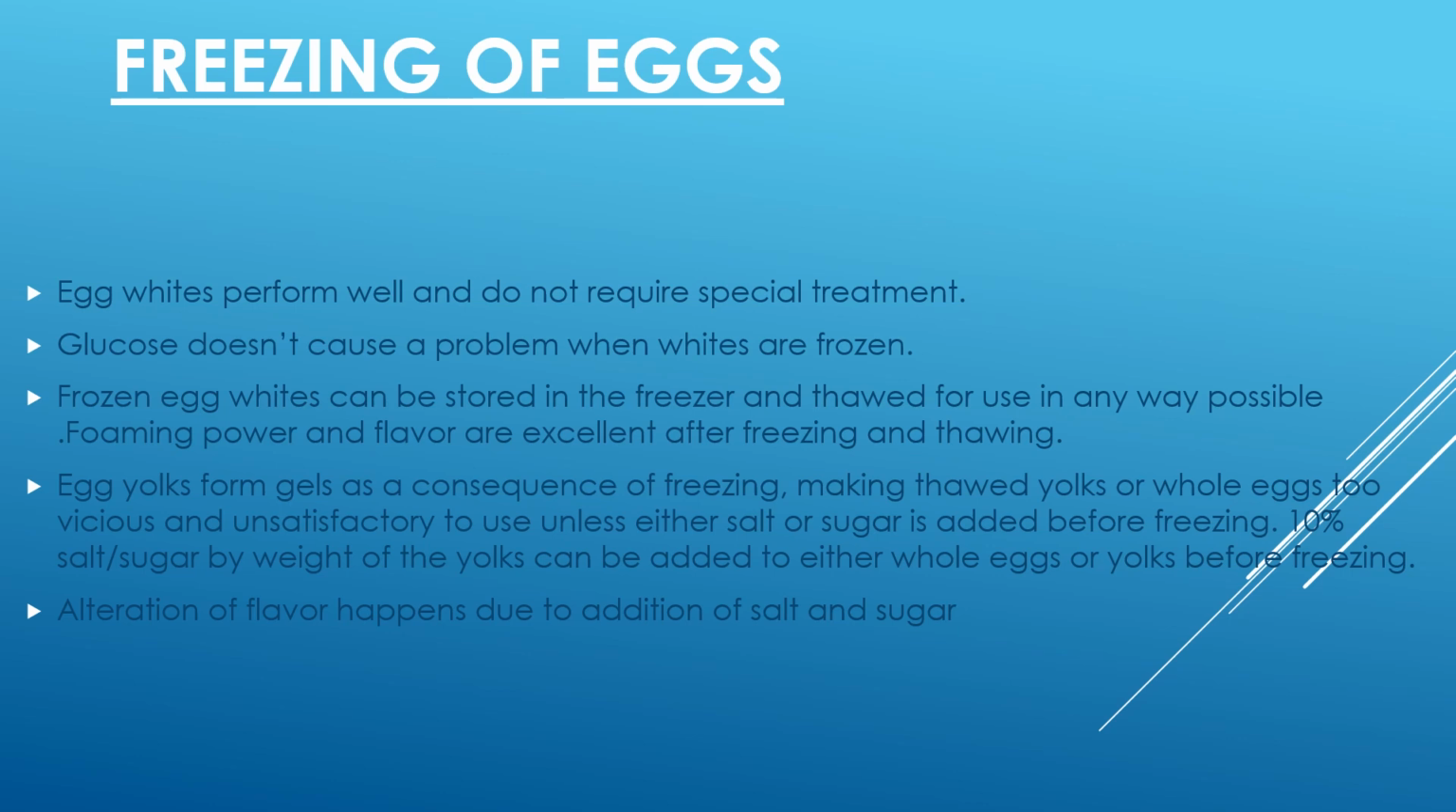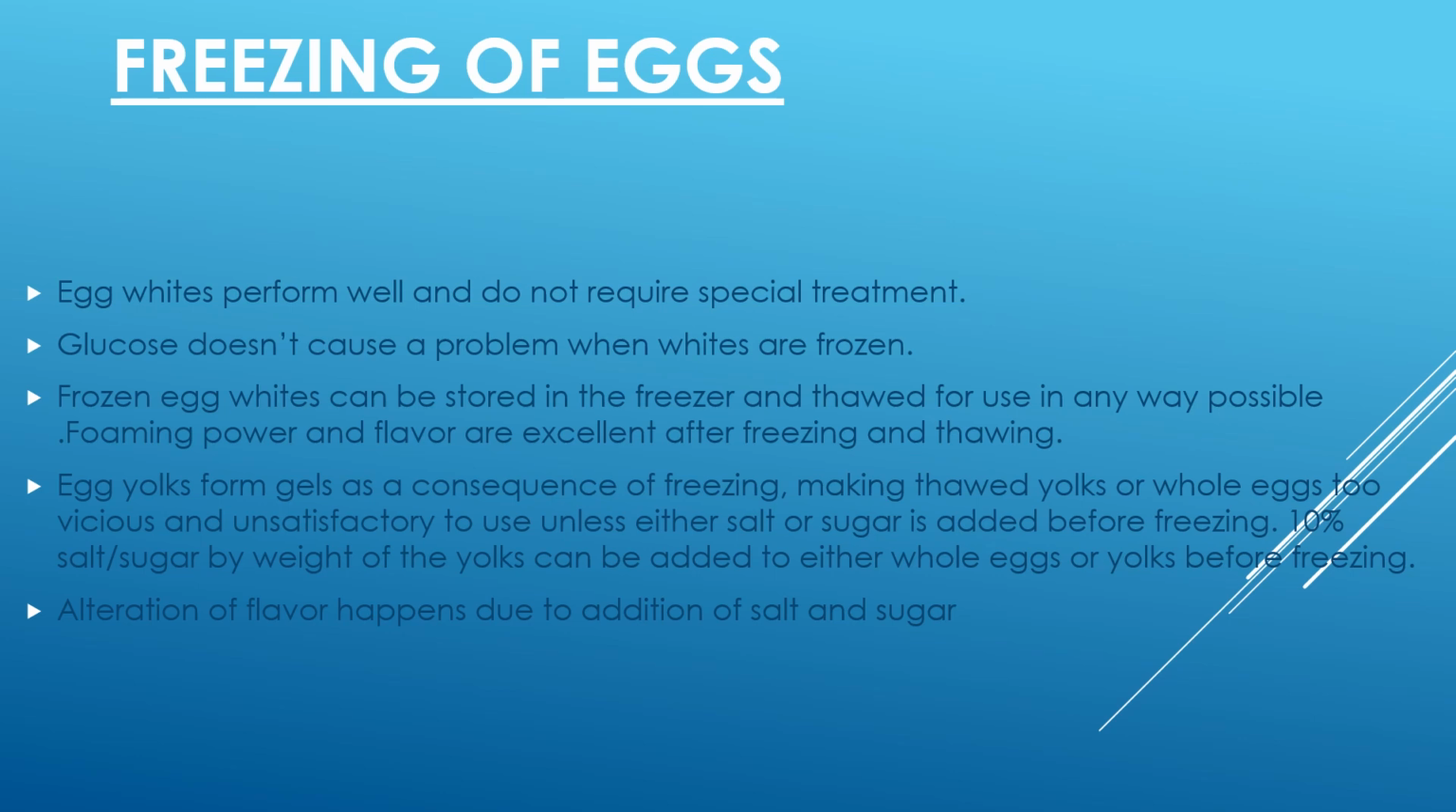Freezing of eggs. Egg whites perform well and do not require special treatment. Remember that eggs can never be frozen with their shells in the freezers. Glucose doesn't cause a problem when whites are frozen. Frozen egg whites can be stored in the freezer and thawed for use in any way possible. Foaming power and flavors are excellent after freezing and thawing. So this procedure is very useful for the commercial industries who are in making of cakes, in which the whites are more frequently used.